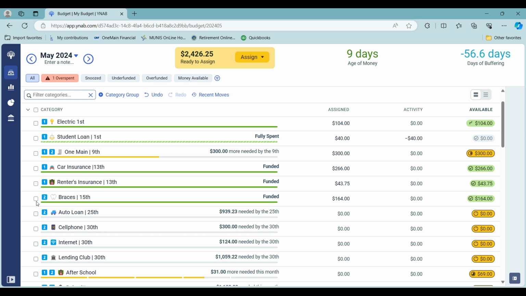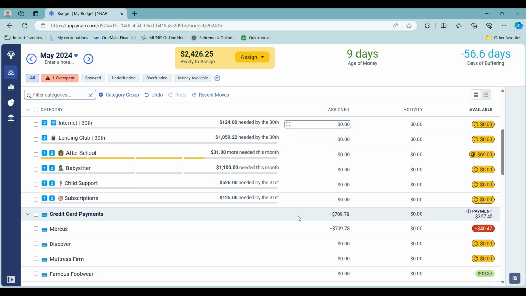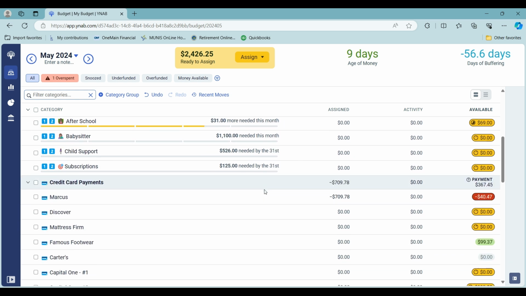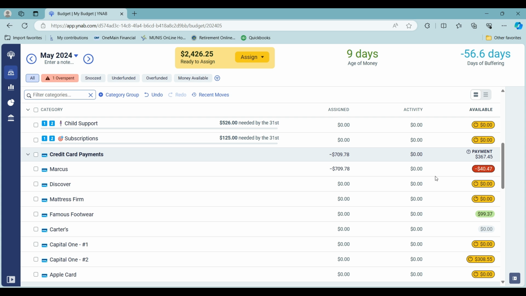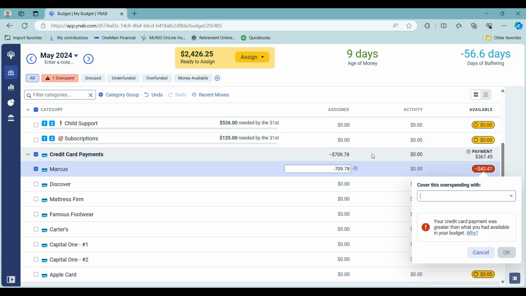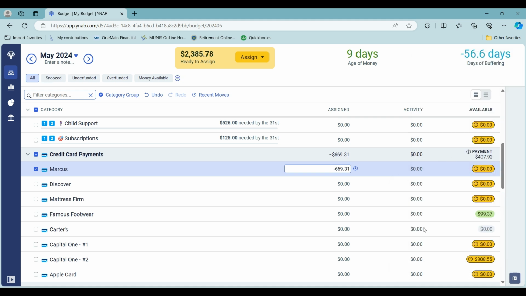Now, mind you, I will get paid on the 10th of May. That's my next pay date. So anything after the 15th will leave for now. What I want to do though is go down to the credit card section and see if we could cover some of these. So Marcus is asking for $40.47. Let's just cover that so I could clear that. I don't know why, but let's just cover that for now.